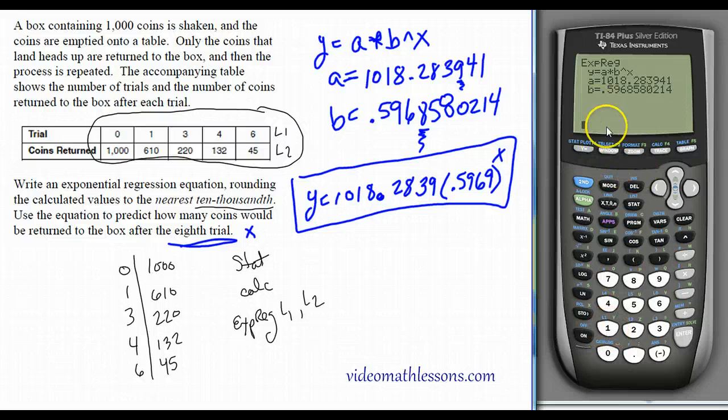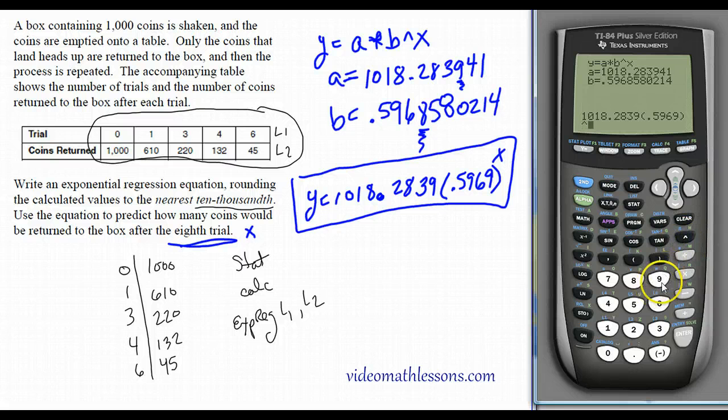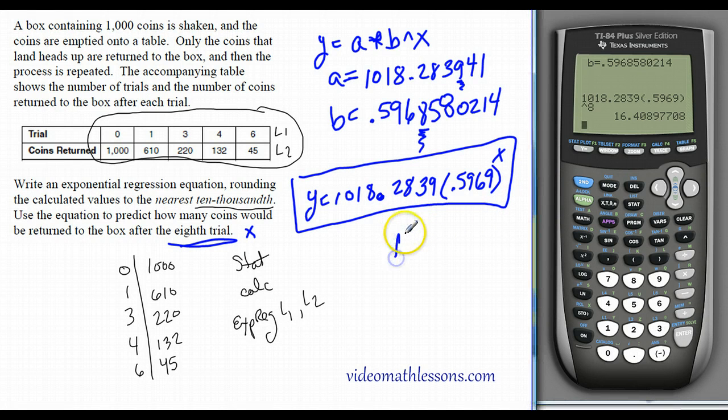So I'm going to go to the calculator. Now I'm on a regular screen, so I'm just going to punch in this weird decimal. 1018.2839, parenthesis, 0.5969, close it, caret, and I can put any number I want. I'm going to use the number 8 because that's what they asked for, and hit enter. 16.48408977. Well, you can't have 0.4 of a coin, so I'm just going to round it to flat out 16. And that's my exponential regression.